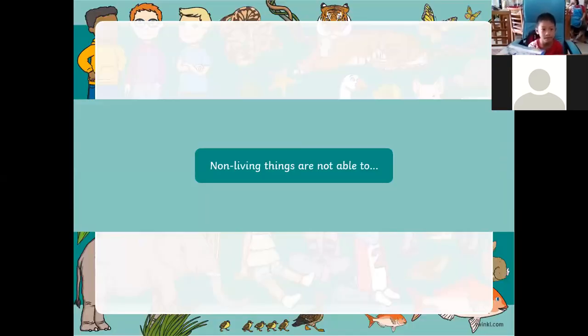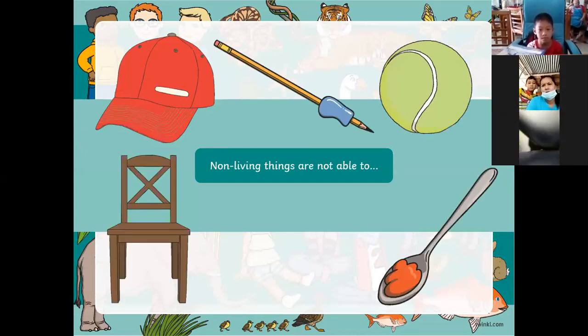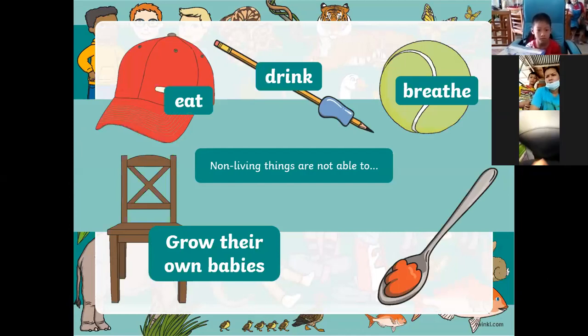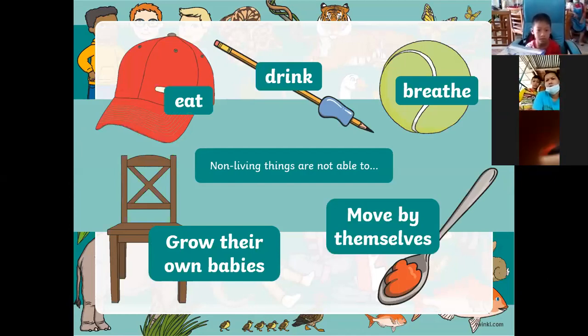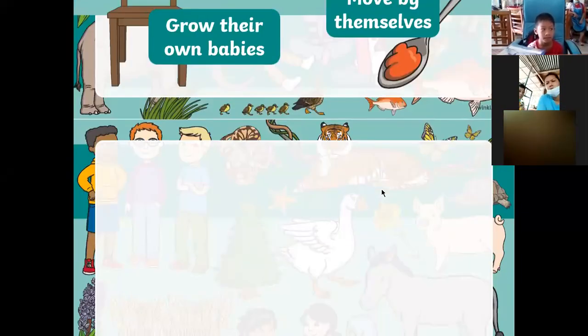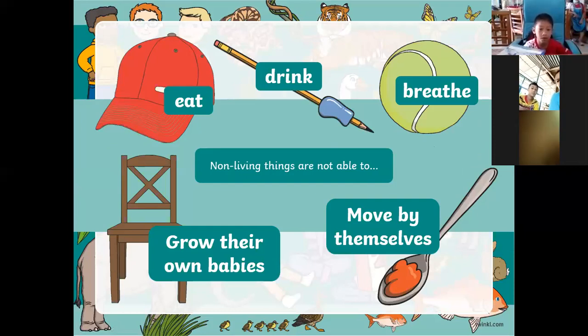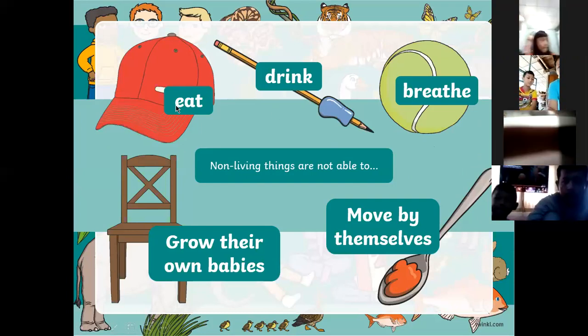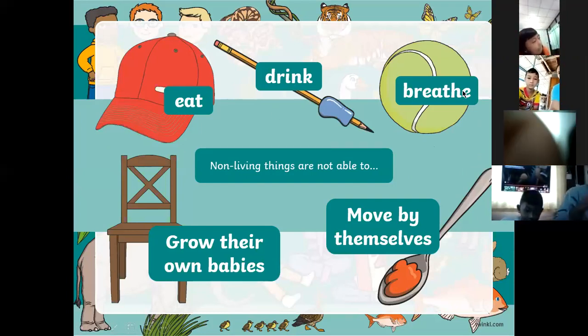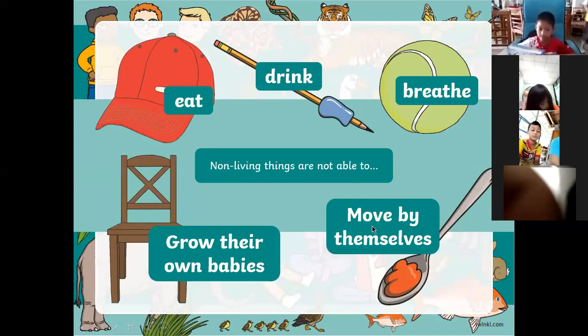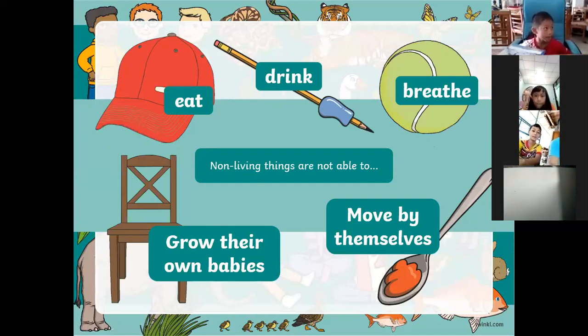Okay, so these are what we learned last time. Non-living things are not able to eat, not able to drink, not able to breathe, not able to grow their own bodies, not able to move by themselves. And not able to reproduce. Living things, they can eat, they can drink, they can breathe, they can grow their own babies and move by themselves.